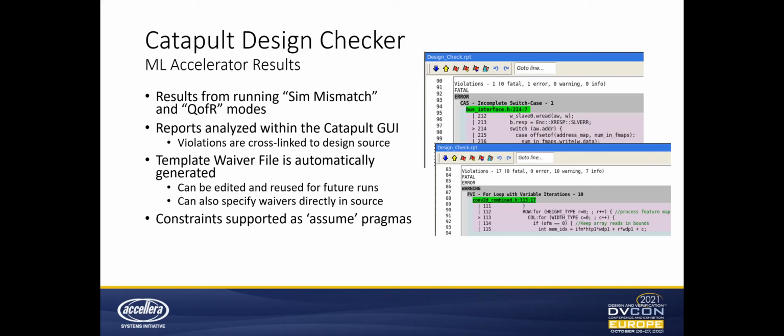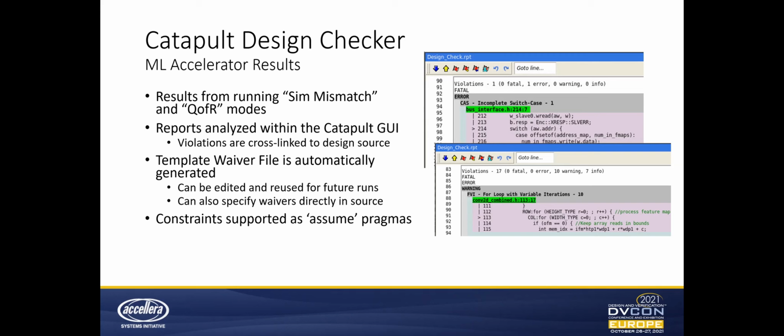Here we're showing some results of running Design Checker against an early version of our accelerator design. In particular, we're focusing on the results of running the simulation mismatch mode as well as the QoR checks. The mismatch results are shown on top, and in this situation, the tool is reporting on an incomplete switch case statement. This is an example where the C simulation and the RTL could operate the same and even just fine, but the incomplete case could be masking some unintentional behavior. Fixing this could be as simple as just adding a default case.